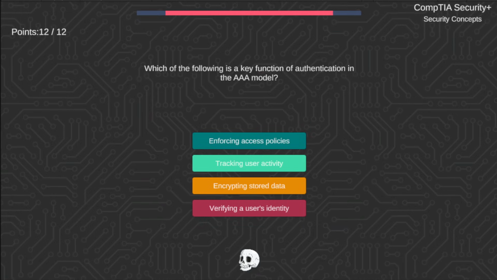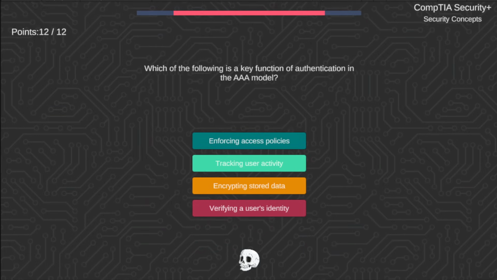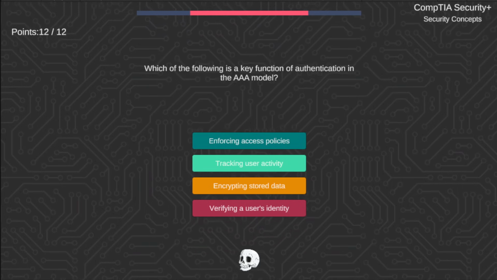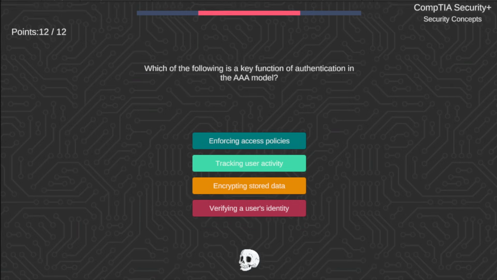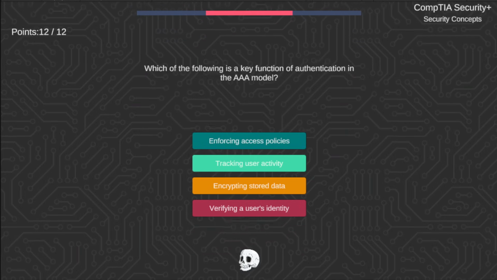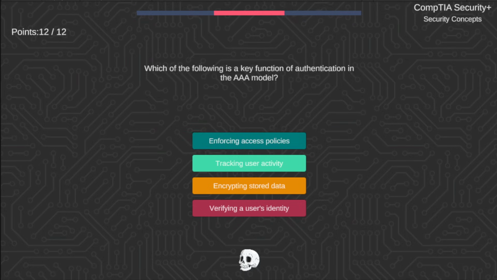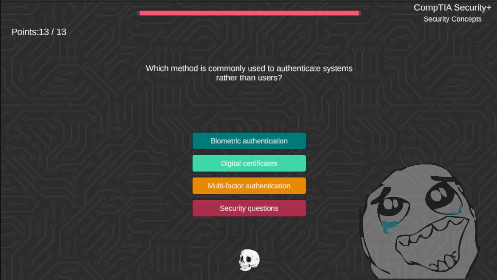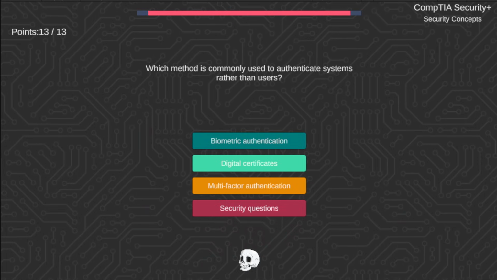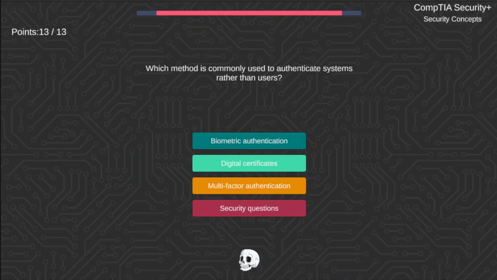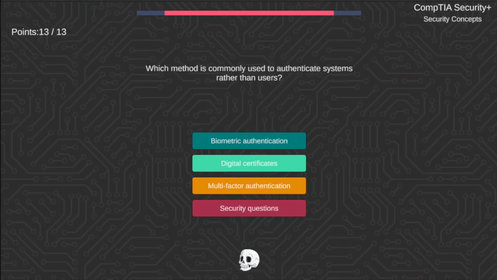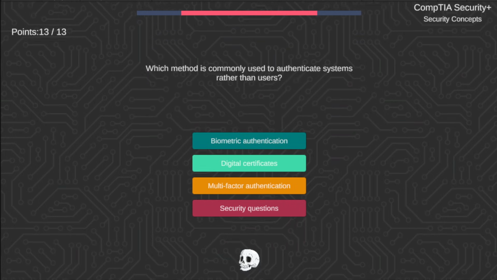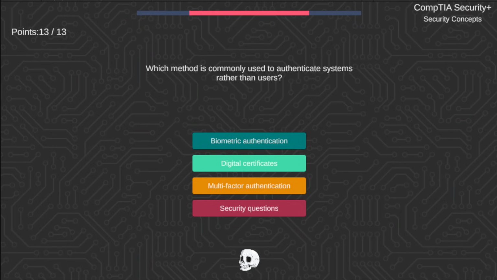Enforcing access policies, tracking user activity, encrypting stored data, or verifying a user's identity. Key function of authentication. Correct answer is verifying a user's identity. Which method is commonly used to authenticate systems rather than users? Biometric authentication, digital certificates, multi-factor authentication, or security questions?